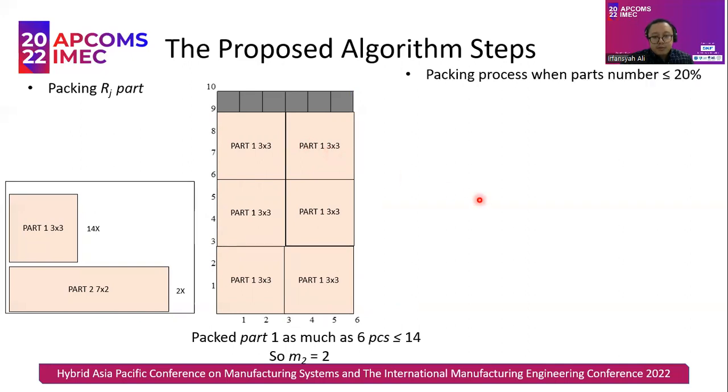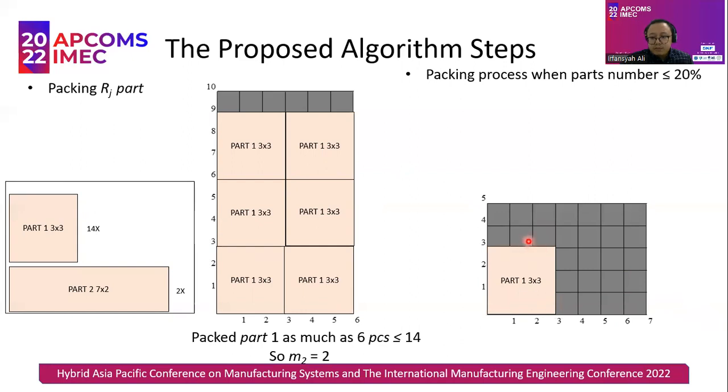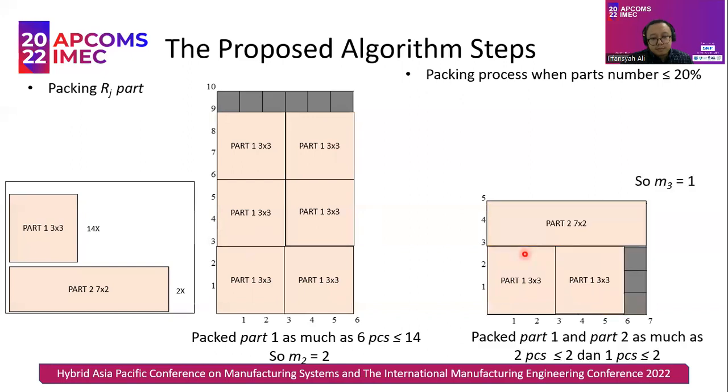It is known that by forming M2, the number of parts in the list remaining is less than 20%. So the smallest sheet size is used. Because part 1 has not been packed completely, part 1 returns to RJ because of the order rules. The packing process considering UL and SS is done again. So we obtain M3, or batch 3, with one stack of sheets, but only one stack of sheets.